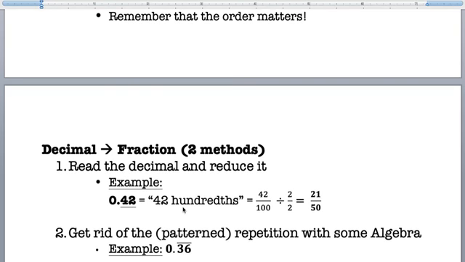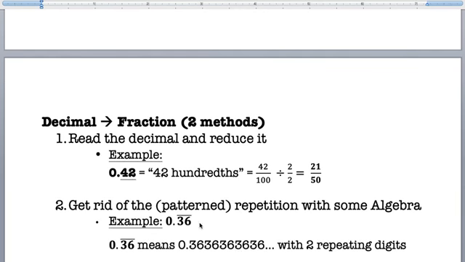The second method is really good when you have patterned repetition. So that's when the decimal repeats itself over and over and over again in a pattern. So this method wants you to get rid of the pattern repetition, and you're going to use algebra for this one. So this method is very useful. However, it has a lot more steps.